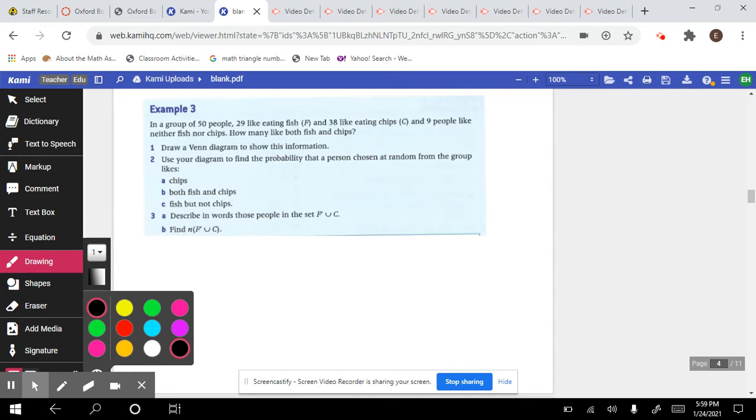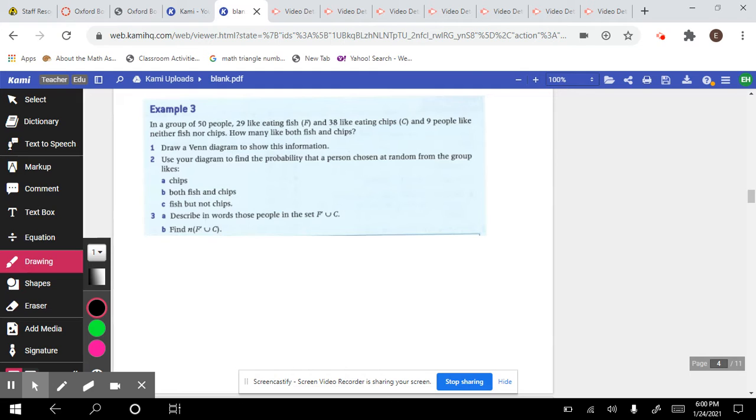Example 3 is going to have us create a Venn diagram. It says, in a group of 50 people, 29 like eating fish, and we're going to denote that by F. 38 like eating chips with a C. 9 people don't like eating either. And we want to know how many people like both fish and chips.